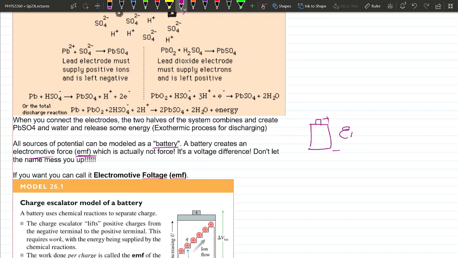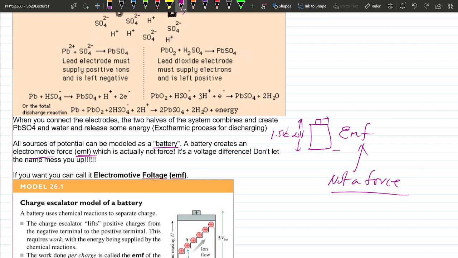They call this an EMF, meaning electromotive force, okay? But this force is not a force. This is always confusing to students because the electromotive force is not a force, it's a voltage difference, right? So this has some dB of, let's say, 1.5 volts for a regular battery. The electromotive force is that 1.5 volts.